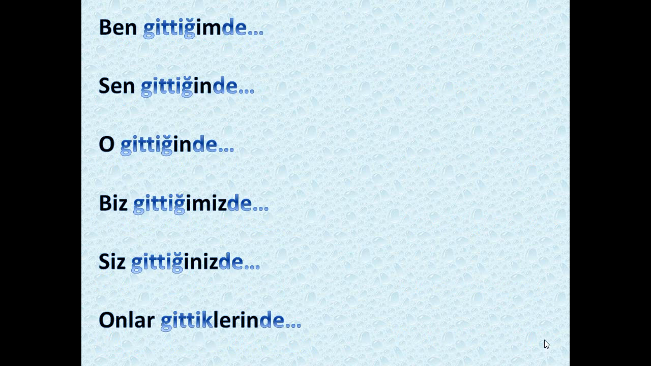Okay, we have the verb git, go. Ben gittiğimde, when I went, or when I go, or when I'm going to go. Sen gittiğinde, o gittiğinde, biz gittiğimizde, siz gittiğinizde, onlar gittiklerinde. As I said before, no matter what tense is used in your translation, you should understand it from the rest of the sentence. Here does not include any tense or time.